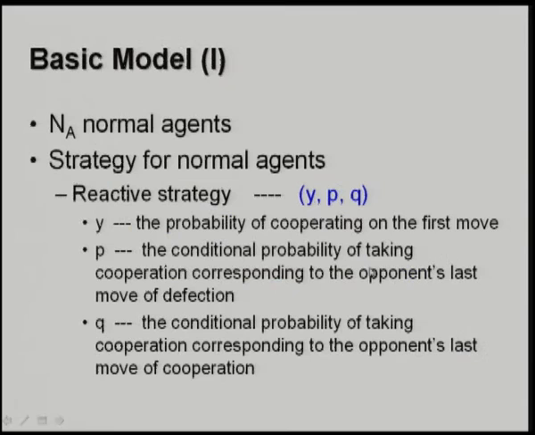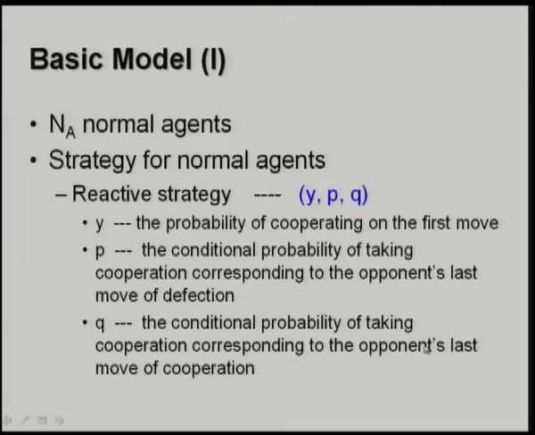First, let me introduce the basic model, which has no shills. It has NA normal agents, and the strategy for the normal agent is what we call the reactive strategy, which is described by three parameters: y, p, q. y is the probability of cooperating on the first move, p is the conditional probability of cooperating if the opponent's last move is defection, and q is the conditional probability of cooperating if the opponent's last move is cooperation.